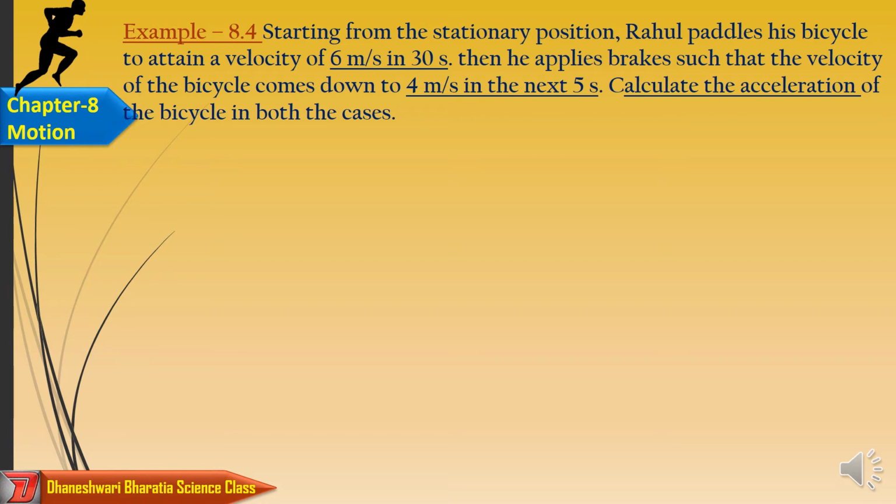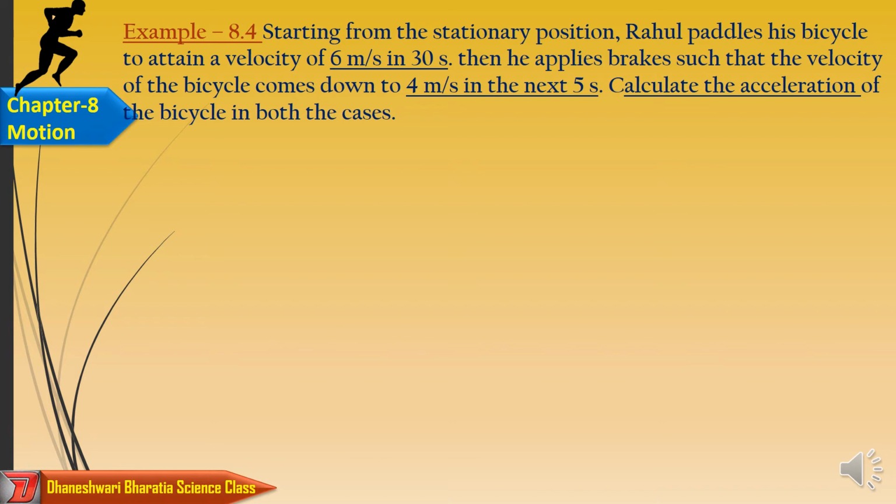Starting from the stationary position means the object is at the rest. Okay, Rahul pedals his bicycle to attain a velocity of 6 meter per second in 30 seconds. Then he applies brakes such that the velocity of the bicycle comes down to 4 meter per second in the next 5 seconds. So calculate the acceleration of the bicycle in both the cases.